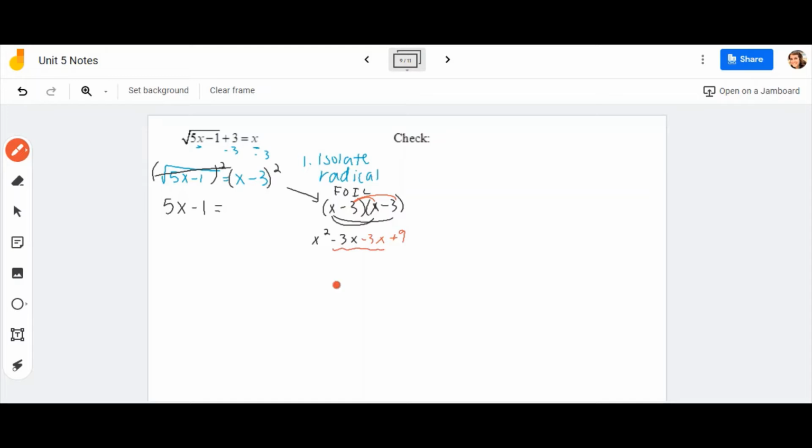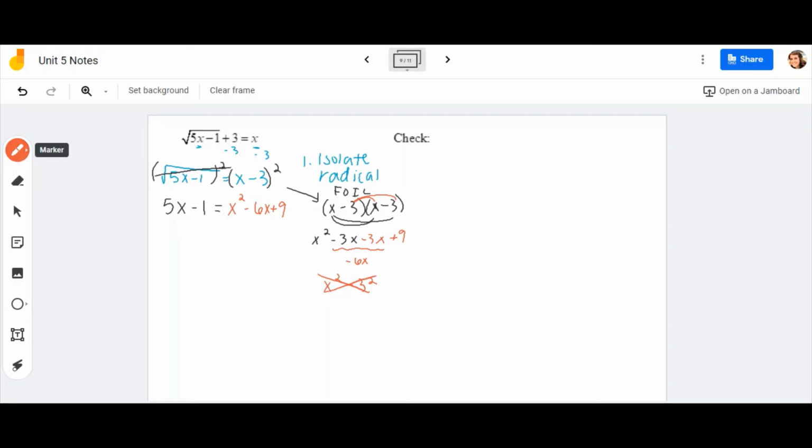So we see we've got two like terms in the middle we can combine. So this right side becomes x squared minus 6x plus 9. So again, that 6x is from my like terms in the middle. So you have to be so careful to FOIL there. If you just did x squared minus 3 squared, no bueno, that's not good. That is going to lead you to a wrong solution.